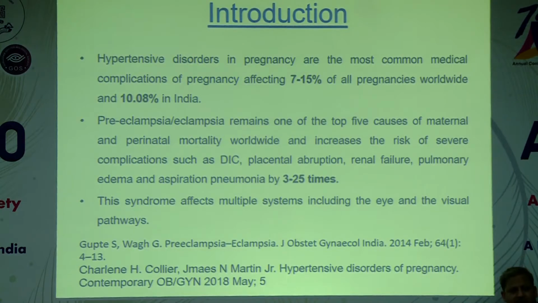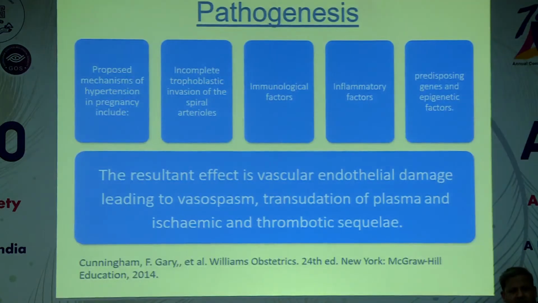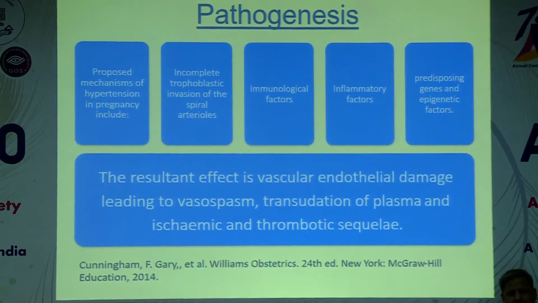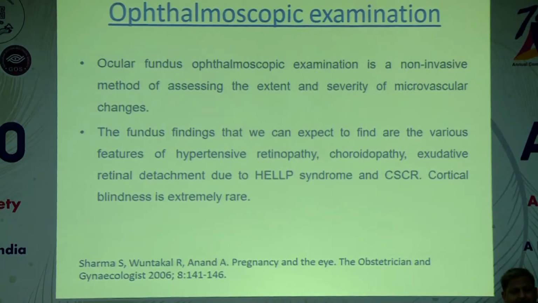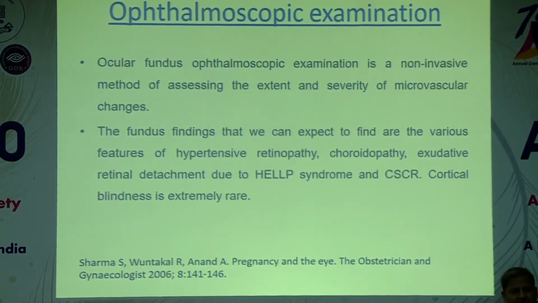And this syndrome also affects the eye and the visual pathways. So the proposed mechanisms of hypertension in pregnancy include incomplete trophoblastic invasion of the spiral arterioles, immunological and inflammatory factors, as well as predisposing genes and epigenetic factors. The resultant effect is vascular endothelial damage leading to vasospasm, transudation of plasma, and ischemic and thrombotic sequelae. On ophthalmoscopic examination, the findings that we can expect to find are the various features of hypertensive retinopathy, choroidopathy, exudative retinal detachment due to HELLP syndrome, and CSCR. Cortical blindness is extremely rare.